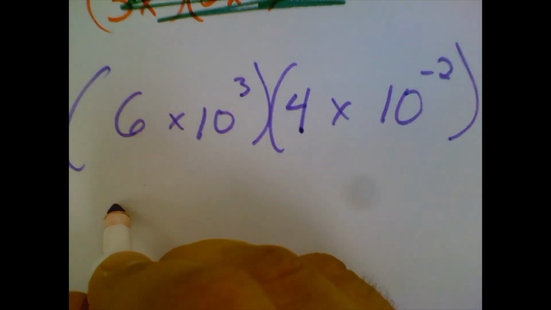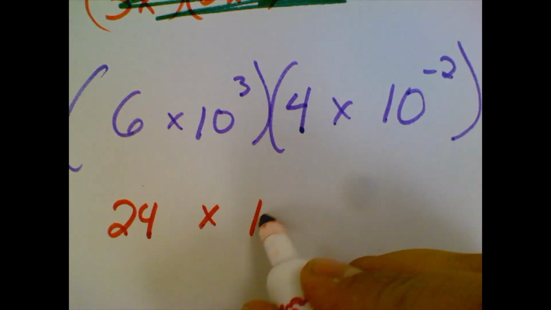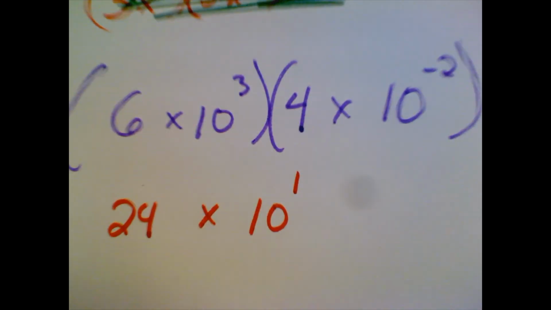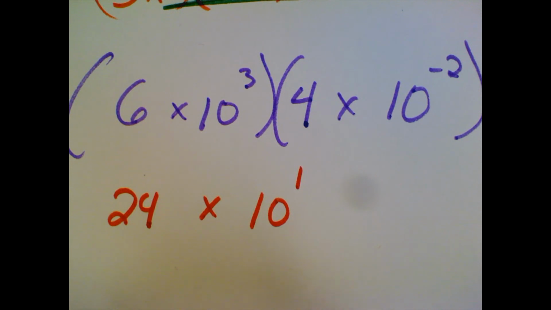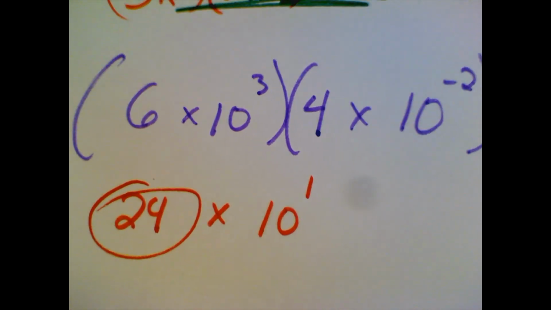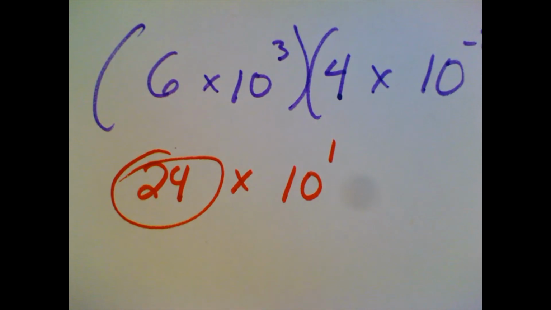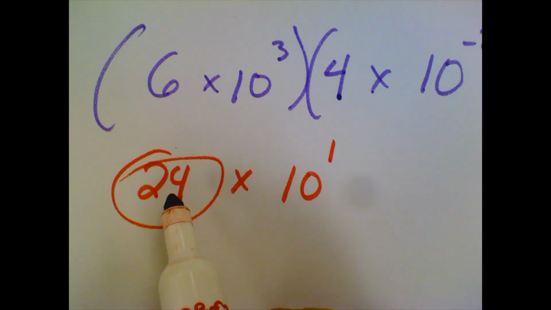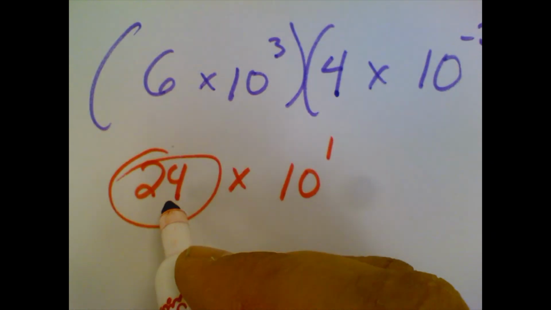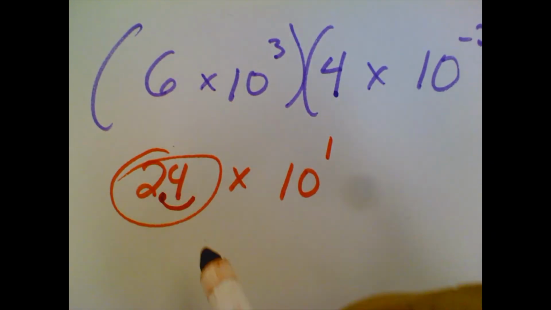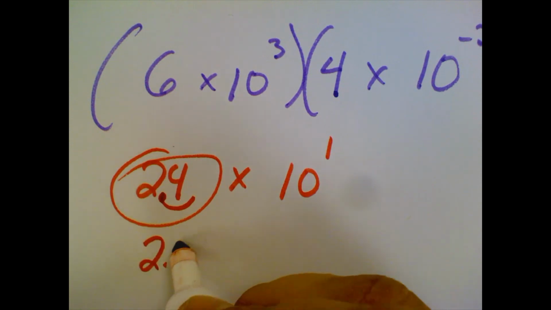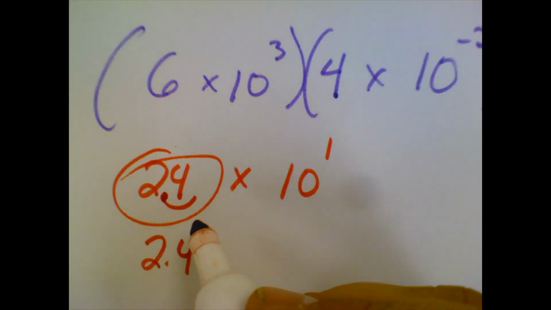Again, 6 times 4 is 24. Add the exponents. 3 plus negative 2 is 1. However, here's the deal. We have to make sure that number is between 1 and 10. Otherwise, it's not technically in scientific notation. So if this number's bigger than 10, we're going to divide off. In other words, we're going to move the decimal place left 1 to make that 2.4.